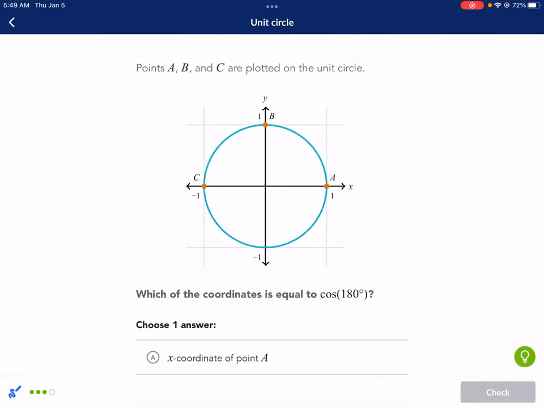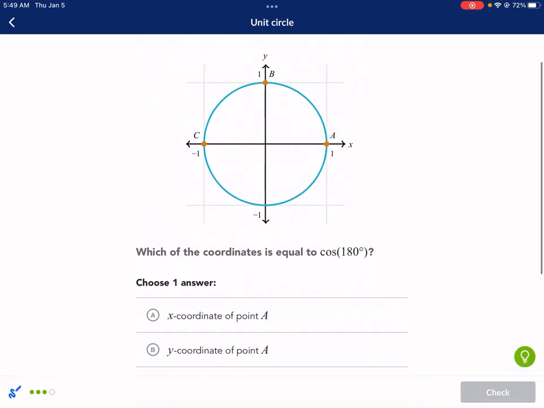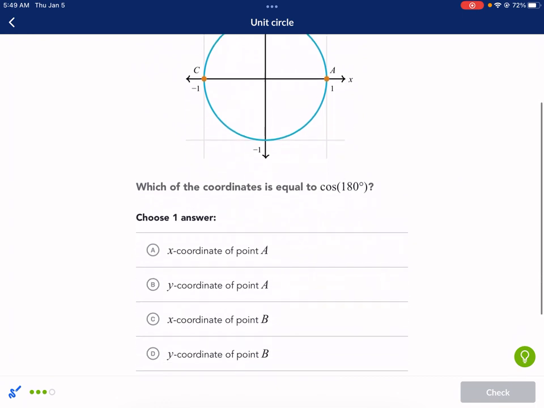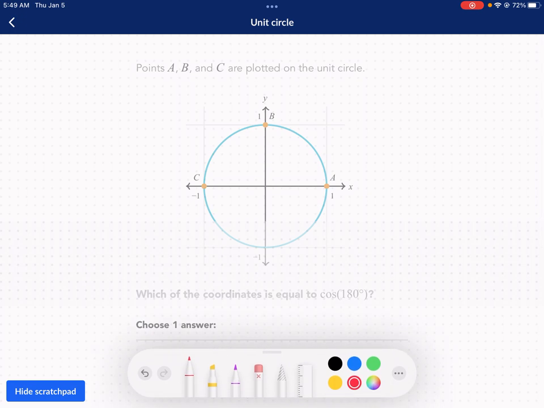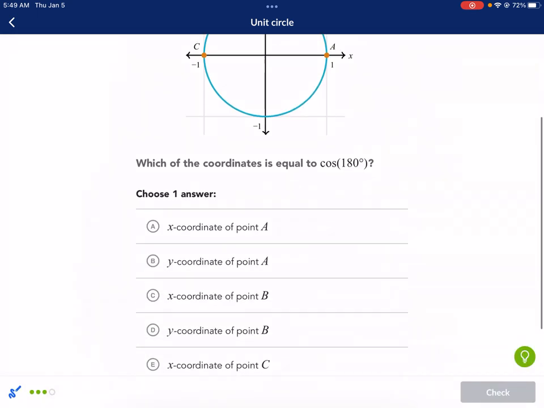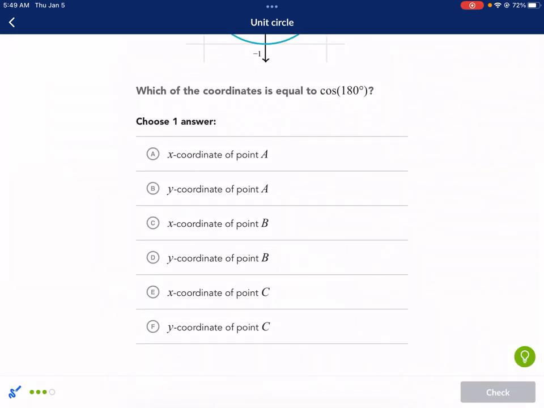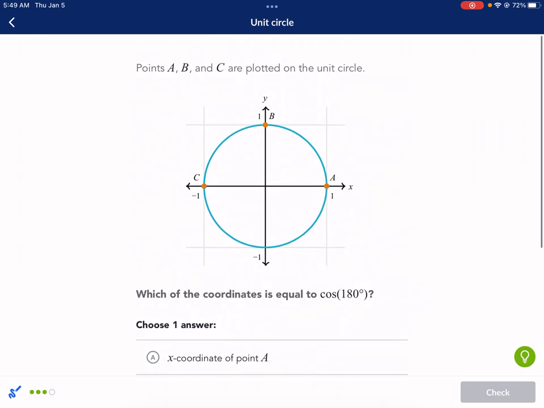We're on to our last question. Points A, B, and C are plotted on the unit circle. Which of the coordinates is equal to cosine of 180? Okay, we need to find 180 first. You guys should know that by now. We have 0, 90, 180. So we're talking about point C. All our other ones are bad. So we're just focused on E and F for multiple choice. Which of the coordinates is equal to cosine of 180?